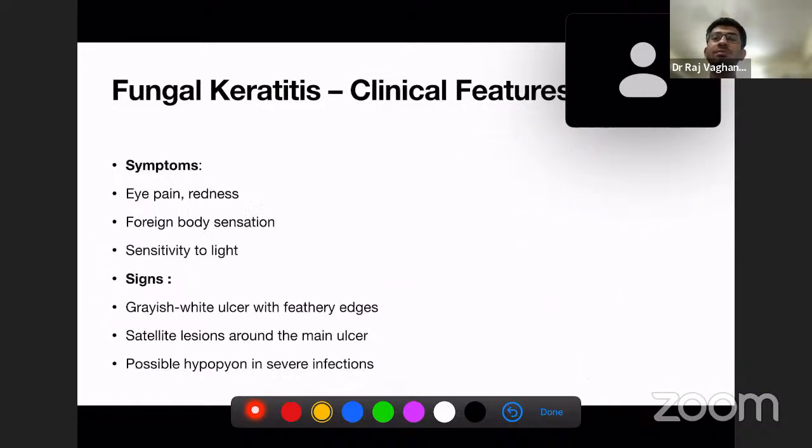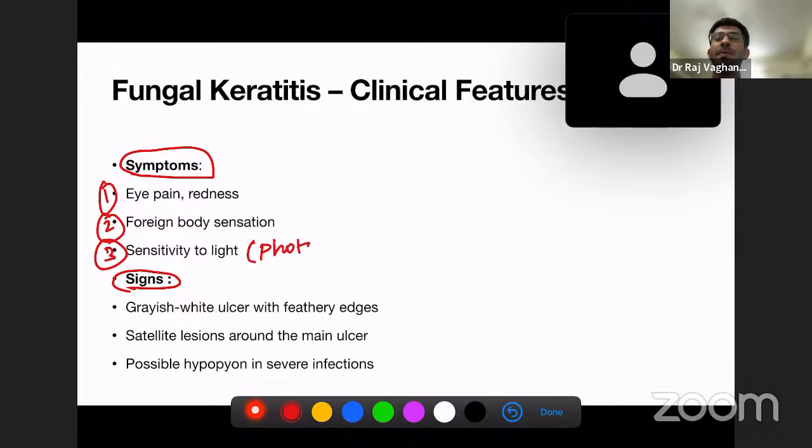What are the clinical features of fungal keratitis? It includes symptoms and signs. In symptoms, as with any kind of inflammation, there is eye pain and redness. Second is a foreign body sensation. And third is sensitivity to light, that is photophobia. So symptoms include eye pain, redness, foreign body sensation, and photophobia. Now, the signs include a grayish-white ulcer with feathery edges.